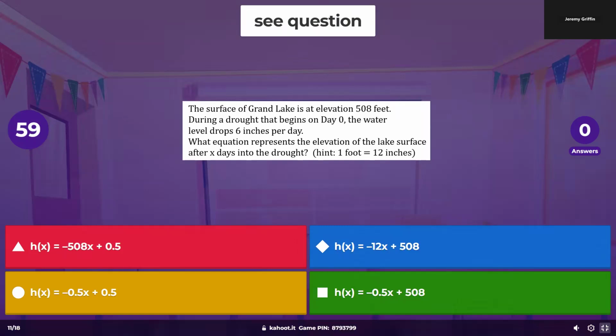The surface of Grand Lake is at elevation 508 feet, but there's a drought that begins on day 0. The water level drops 6 inches per day. Guys, 6 inches, that's a half a foot, right? So it's dropping half a foot a day. Which equation represents the elevation of the lake surface in feet as a function of x number of days? It's so easy.